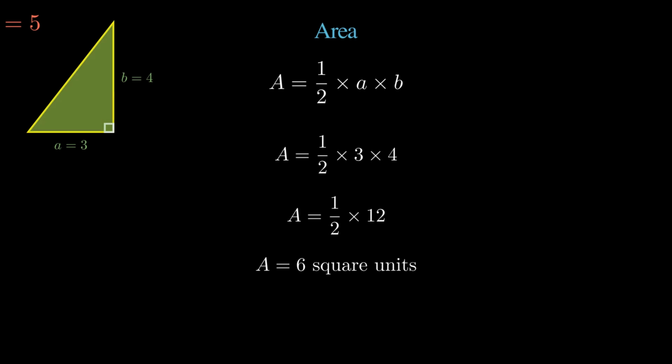Let's visualize this on our triangle. The area represents the region enclosed within the three sides. When we split the triangle with the height, we can see how the 1/2 factor comes into play. It's essentially half of a rectangle with sides A and B.